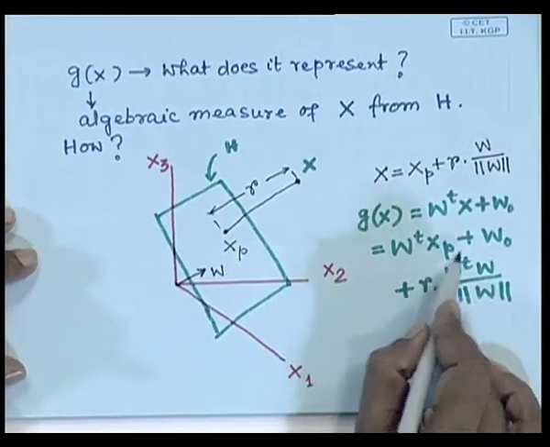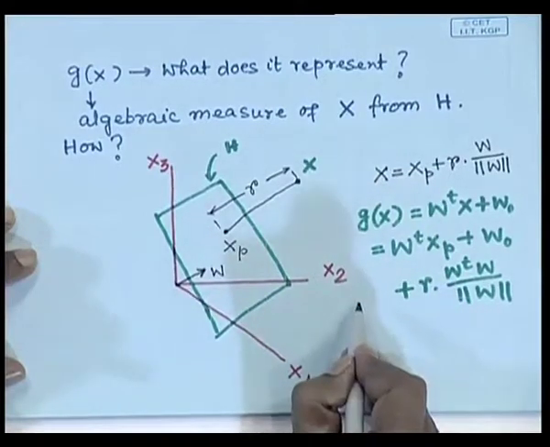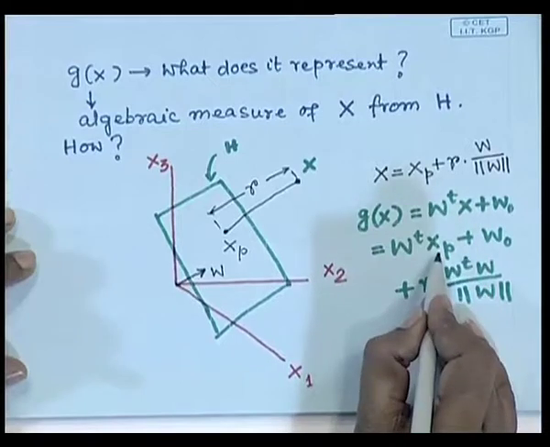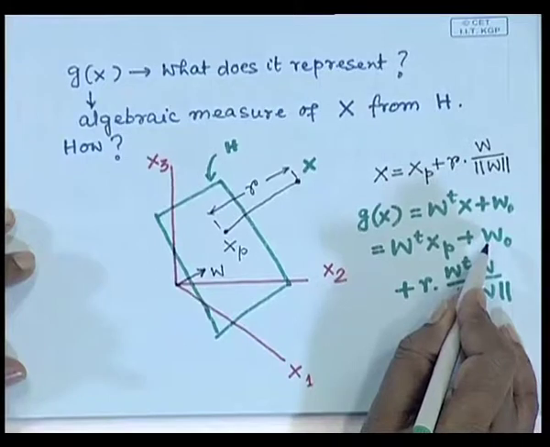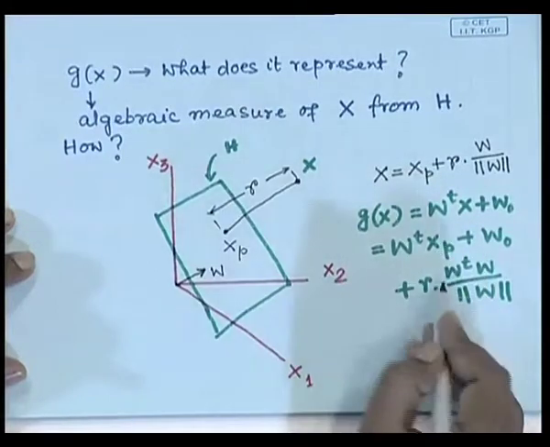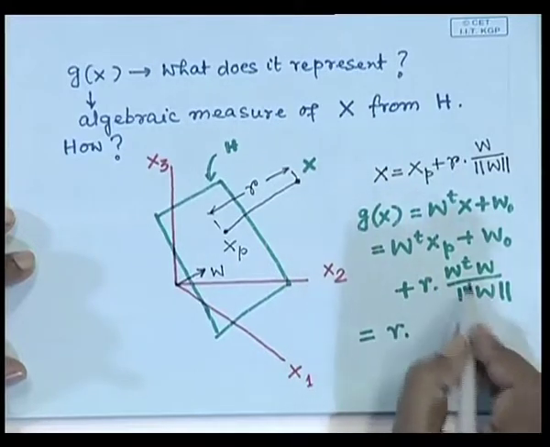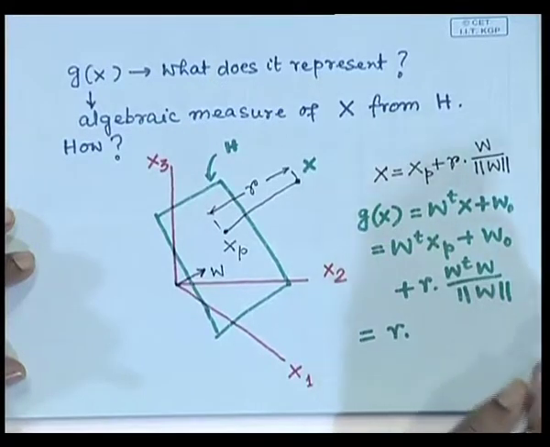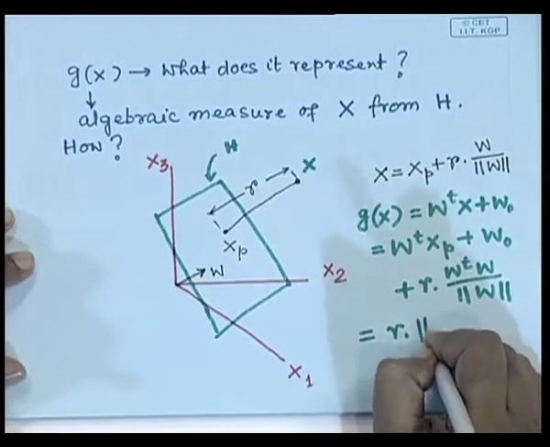Now, the point x p, which is the foot of the perpendicular from x onto the hyperplane, lies on the decision surface. So, because x p is on the decision surface, w transpose x p plus w naught will be equal to 0. So, what I get is simply r into w transpose w, and w transpose w is nothing but mod of w square. So, what I simply get is r into mod of w.